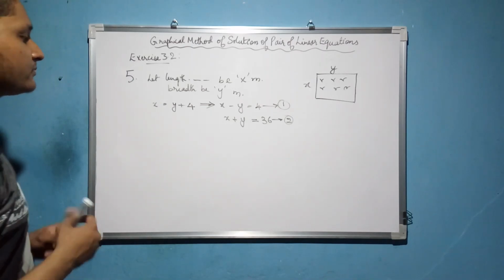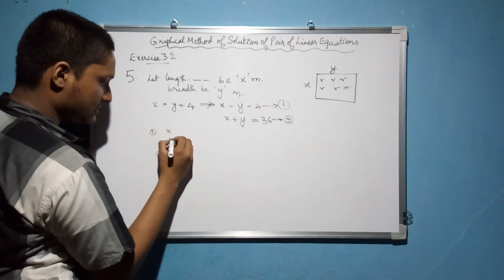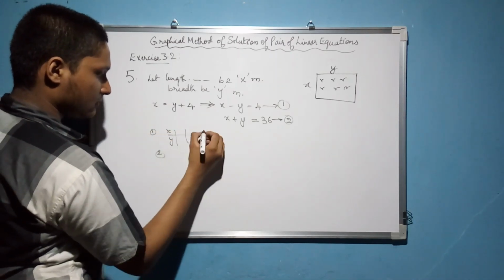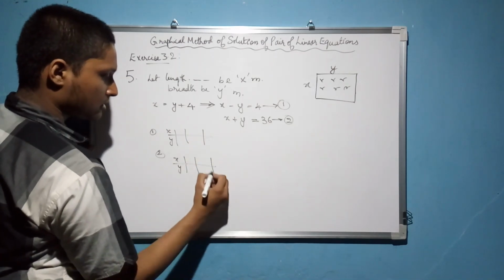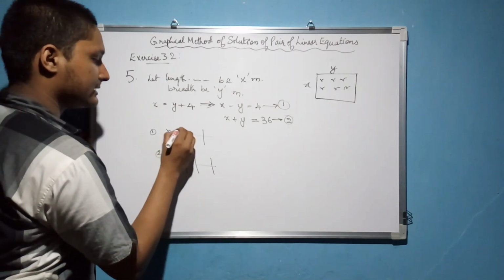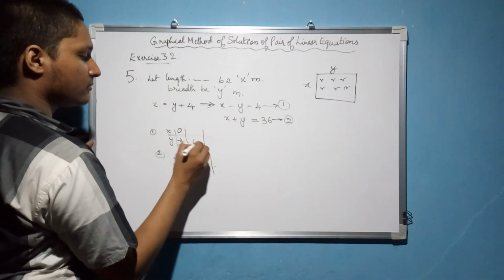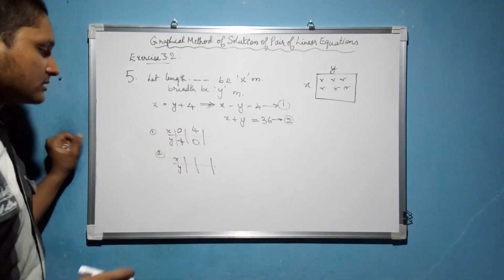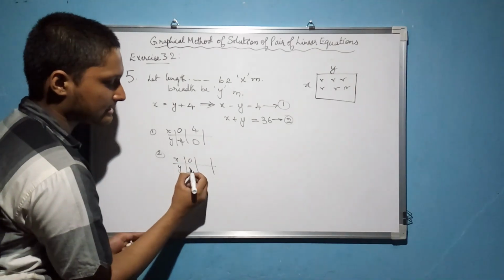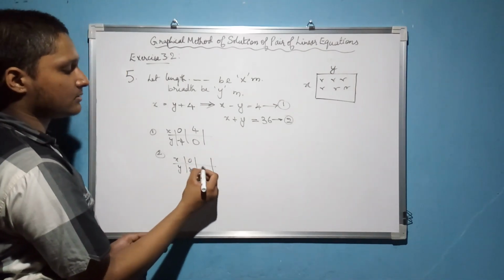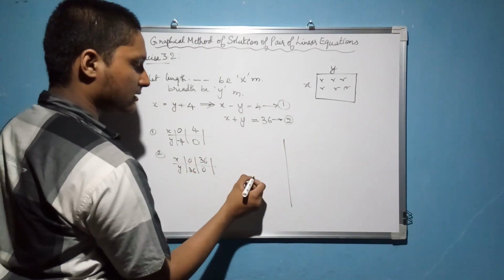I need to represent this and find the dimensions of the garden. So for that, I need to form the points. Let me take 2 points only, X, Y. In the first case, when x is 0, y is minus 4. When y is 0, x is 4. That is over. Now we have the second one. When x is 0, y is 36. When y is 0, x is 36. So that is how the graph is going to be.